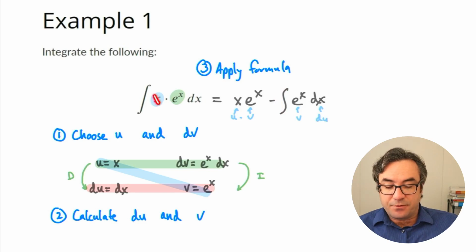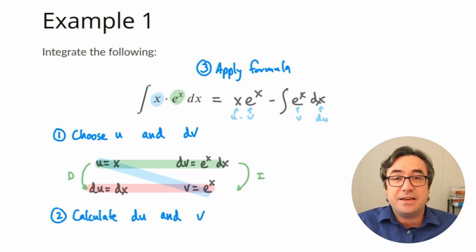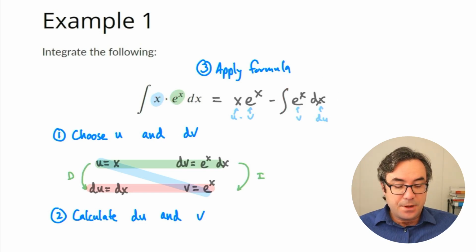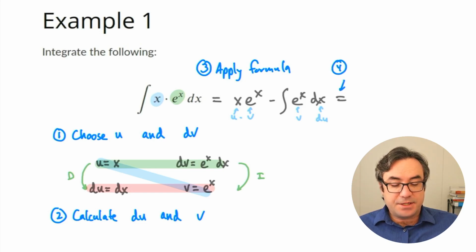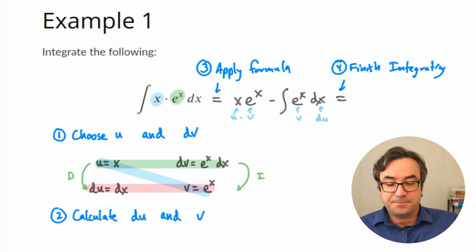So notice that we went from having x times e to the x. Now we just have the integral of just e to the x. So this is a little bit easier. And that's actually something we can do. So our last step here, step 4, is to actually finish integrating. So we're still going to have an integral to do here, but it's hopefully a little bit easier. So the integral of e to the x, just e to the x.